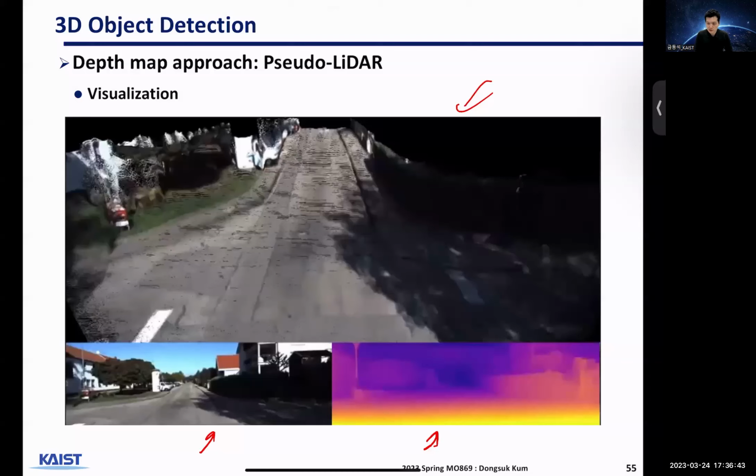this is it for lecture 5, camera-based perception part 1, and let's continue with camera-based perception part 2 in the following lecture. Okay, thanks for your attention, and see you next week.